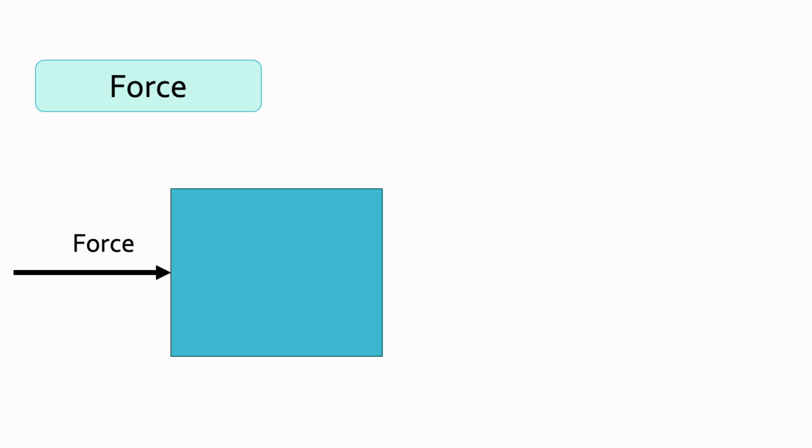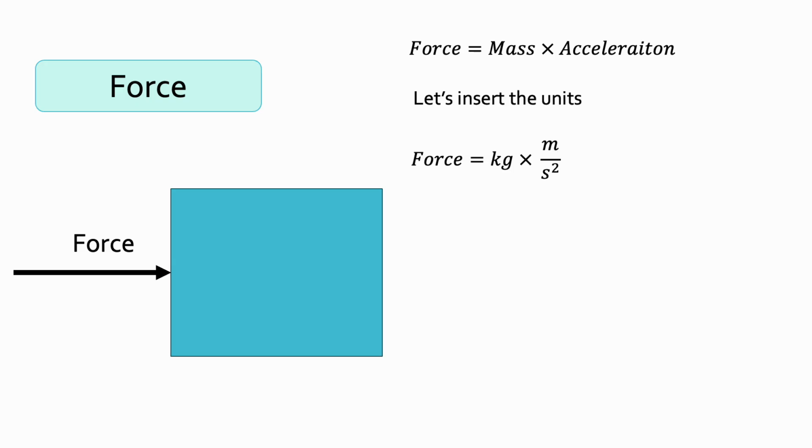Force is a push or pull that can change the motion of an object. The formula is force equal to mass multiplied by acceleration. If we insert the SI units, we have kilogram multiplied by meter per second squared, giving the units kg meter per second square, which is also called the Newton.